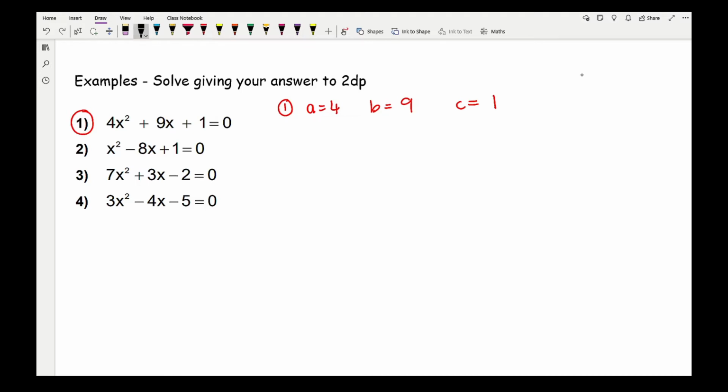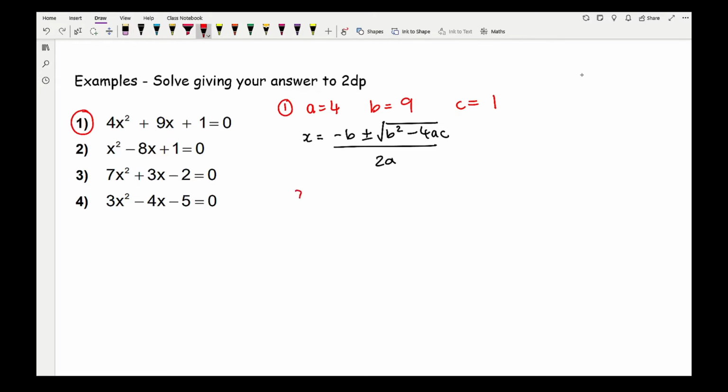So the next thing I've got to do then is write down the formula. So I've got x equals minus b plus minus, oh no, I haven't. Good start. So I've got b squared minus 4ac all divided by 2a. And all I'm going to do now is substitute those numbers into this formula.